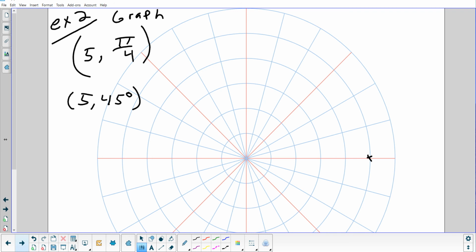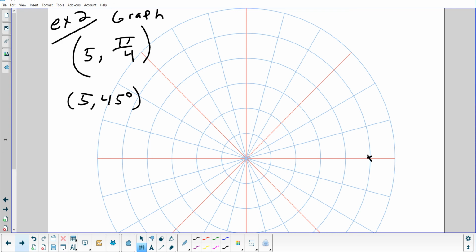Yep, so we're going to rotate pi over 4 radians, which is the same as... I don't remember how many degrees. 45. So it's the same as 45. Now we got to make sure we go 45 the right way. Tyler, which way are we going to go for 45 degrees?